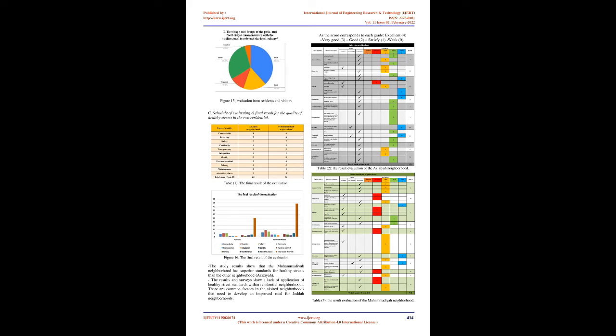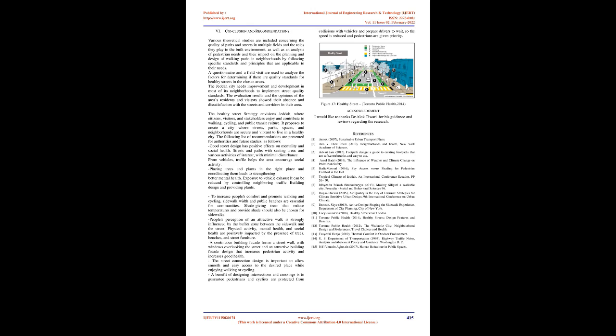The study results show that the Muhammadiyah neighborhood has superior standards for healthy streets than the other neighborhood, Aziziyah. The results and surveys show a lack of application of healthy street standards within residential neighborhoods. There are common factors in the visited neighborhoods that need to develop an improved road for Jeddah neighborhoods. The score corresponds to each grade: excellent, 4; very good, 3; good, 2; satisfactory, 1; weak, 0. Table 2, the result evaluation of the Aziziyah neighborhood. Table 3, the result evaluation of the Muhammadiyah neighborhood.